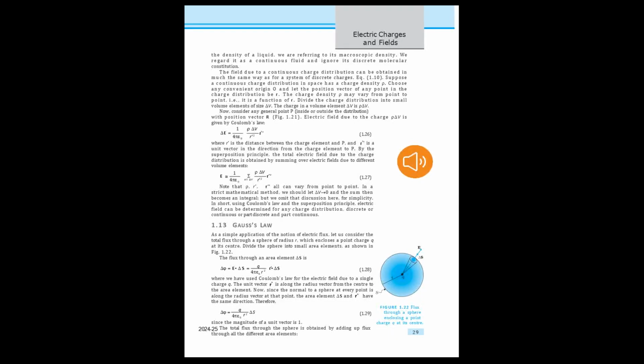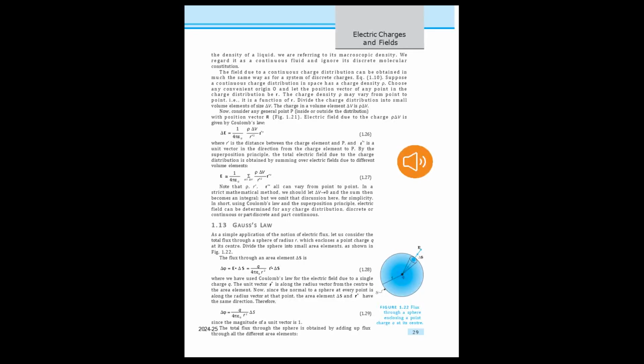Suppose a continuous charge distribution in space has a charge density rho. Choose any convenient origin O and let the position vector of any point in the charge distribution be R. The charge density rho may vary from point to point, that is, it is a function of R. Divide the charge distribution into small volume elements of size delta V. The charge in a volume element delta V is rho delta V. Now consider any general point P inside or outside the distribution with position vector R.